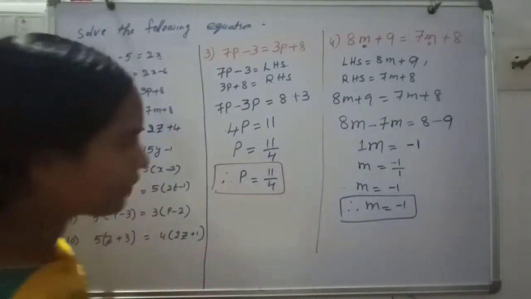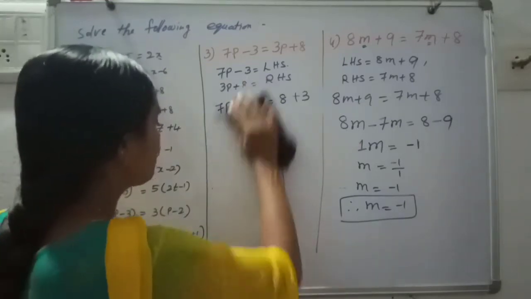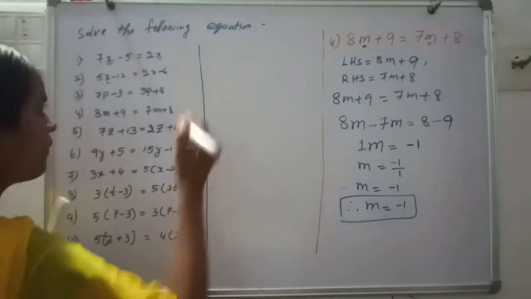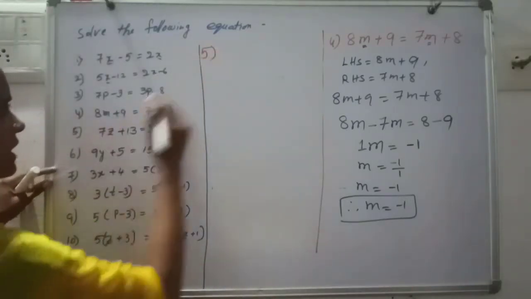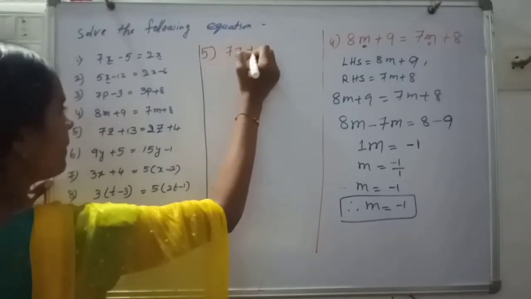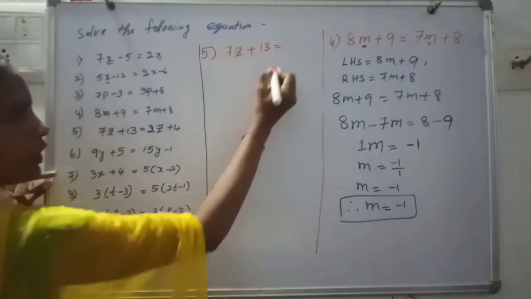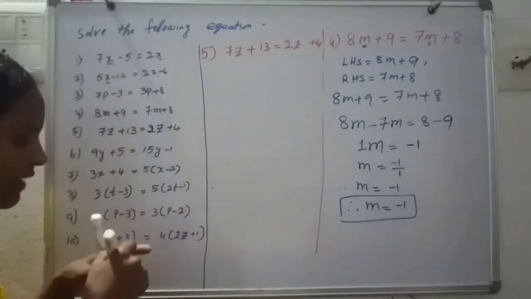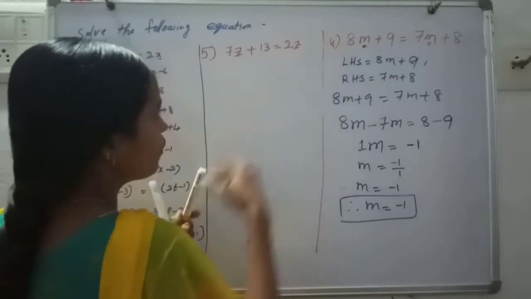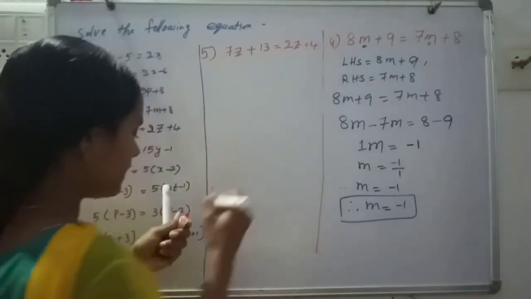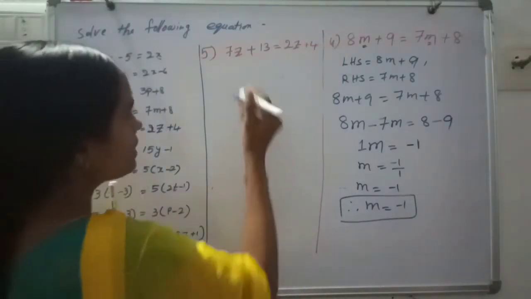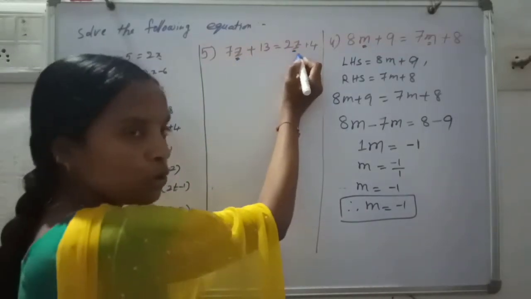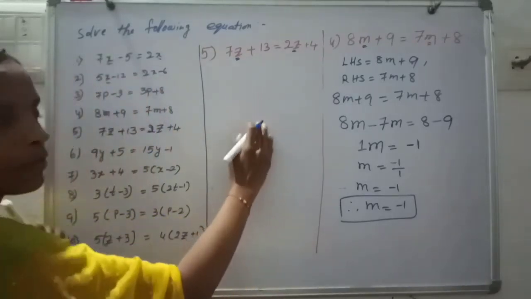Now let's see here the fifth one. Fifth one, what is this? 7z plus 13, 2z plus 4. Okay, it is the given value. In this given value, here also z value, here also z value. LHS side also z value and RHS side also z value. Let's find this in these simple equations.